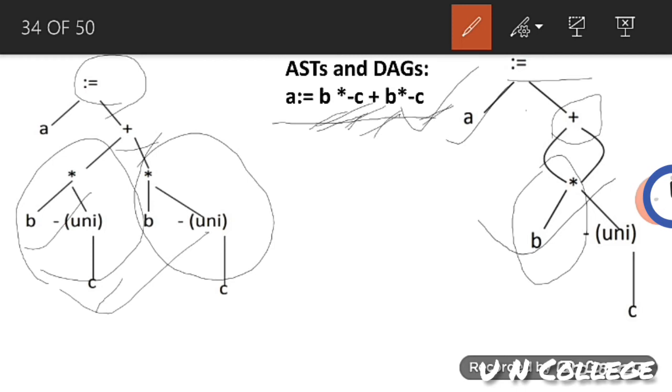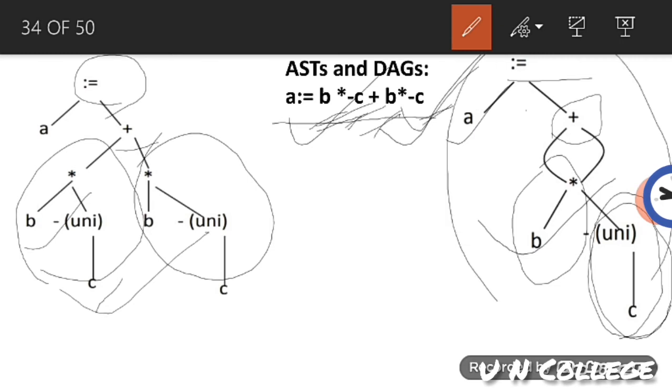So here we have used only a single minus C, and we are using minus C in the first expression and also in the second expression in DAG. You can see here clearly in DAG, so that it will be effective, and optimization is implemented by using DAG in this way.